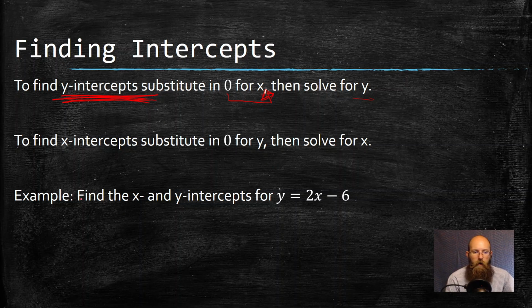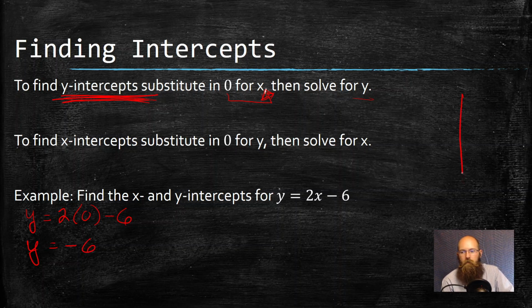So let's do an example. I'm finding x and y-intercepts. I know I have to plug a 0 in. Let's plug a 0 in for x first, okay? Plug a 0 in for my x. So I'm going to have now y equals 2 times a 0, plugging in a 0 for my x, minus 6. What is 2 times 0? Still 0. And what is 0 minus 6? Negative 6. So y equals negative 6. That's my y-intercept. Has to be, because this is y equals something.